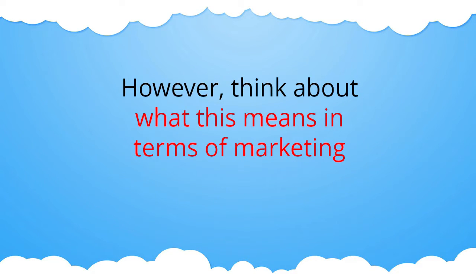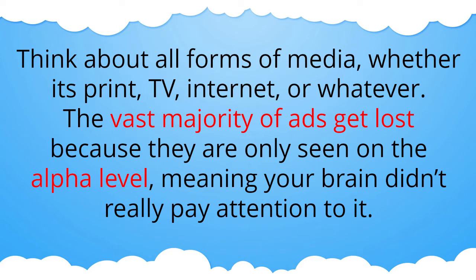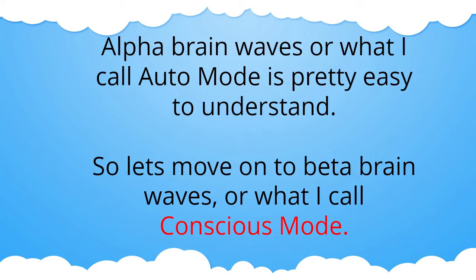However, think about what this means in terms of marketing. You see, your prospects might see or hear your ad with their eyes and ears, but not actually pay attention to it. Think about all forms of media, whether it's print, TV, internet, or whatever. The vast majority of ads get lost because they're only seen on the alpha level, meaning your brain didn't really pay attention to it. Remember the invisible gorilla we talked about earlier? Yeah. Alpha brainwaves shut him out of your view because you are paying attention to something else. Alpha brainwaves, or what I call auto mode, is pretty easy to understand.